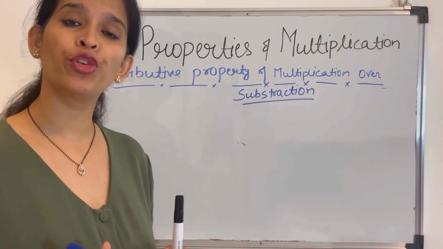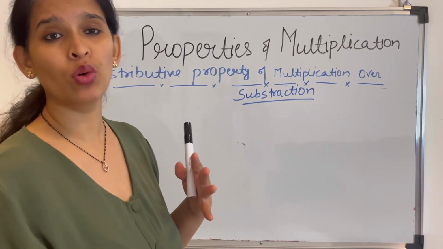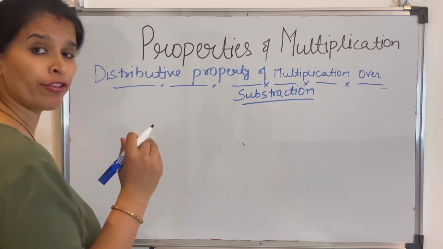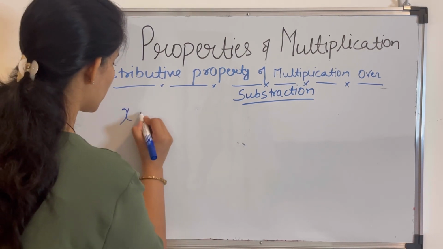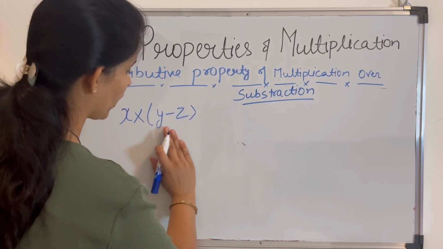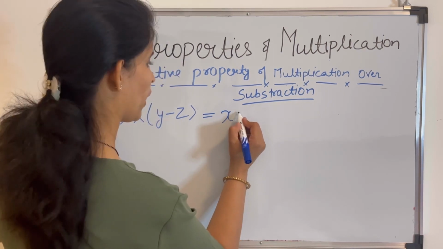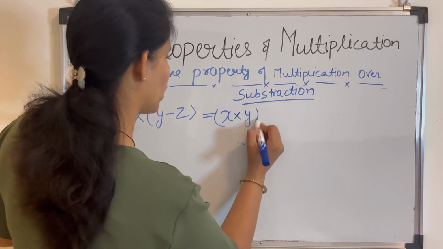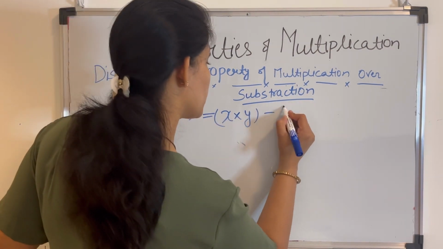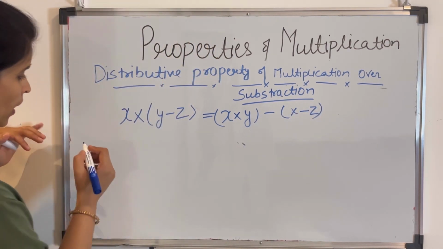Now we will do the distributive property of multiplication over subtraction. Let's understand. This property means if I have three whole numbers, x multiplied by y minus z, where x, y and z are whole numbers, then x multiplied by y, first I am multiplying this, then I will apply this one, minus x multiplied by z. Let's try to understand through one example.